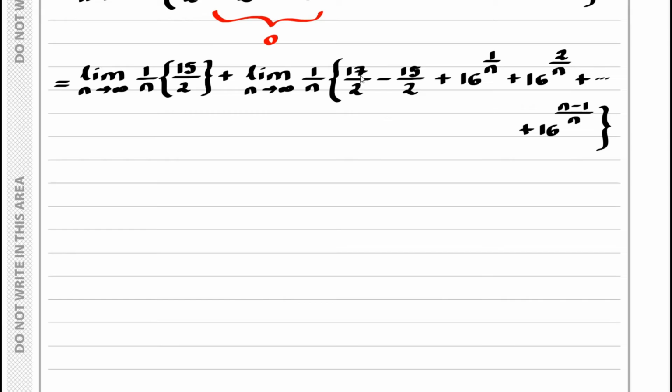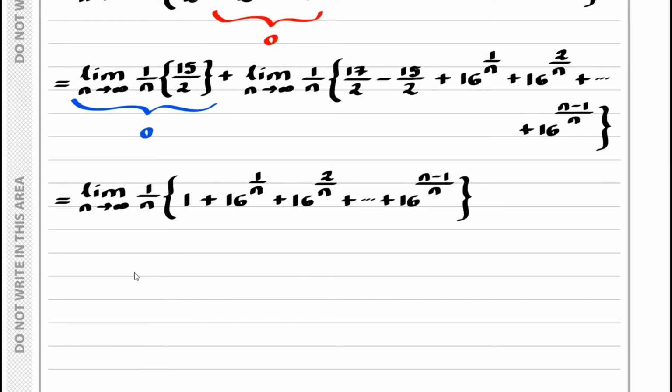So now I recognize that the result of the limit as n tends towards infinity of 1 over n multiplied by 15 over 2 is just 0, leaving me with 1 over n multiplied by 1 plus 16 to the 1 over n plus 16 to the 2 over n plus terms up until 16 to the n minus 1 over n. And notice 17 over 2 subtract 15 over 2 gives 1.